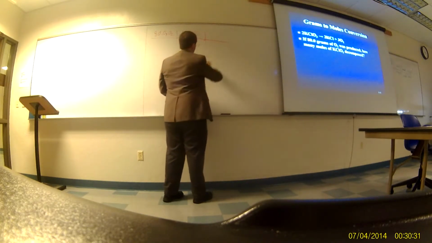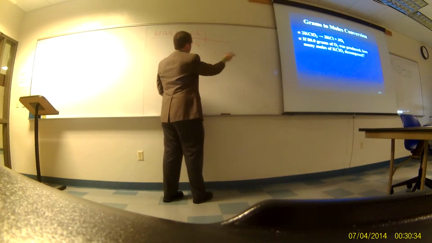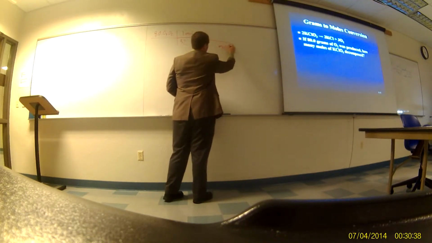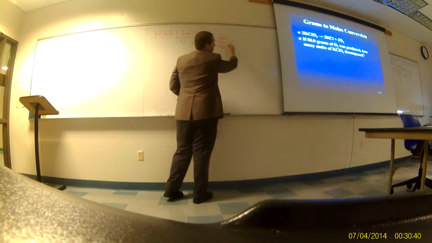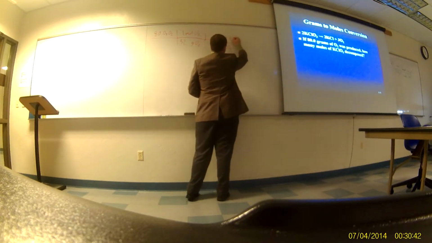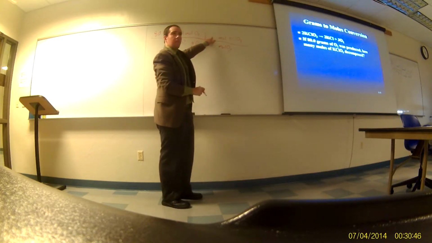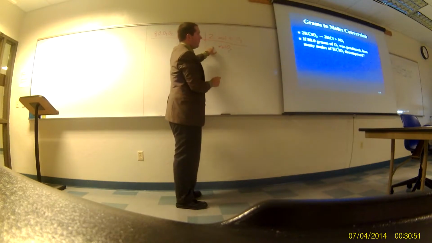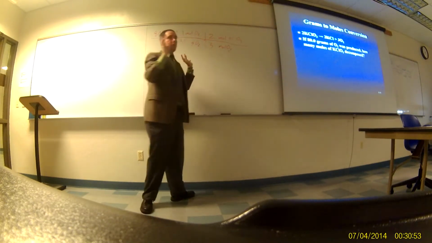Now, we still got to do the step that we just did in the previous slides. So we've got moles of oxygen. We're trying to get to moles of KClO3. So what number goes here? 2. That's the coefficient. What number goes here? 3. Done.